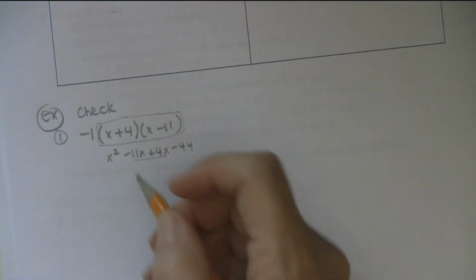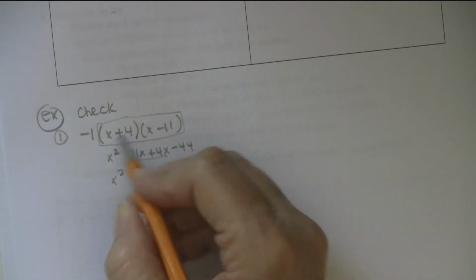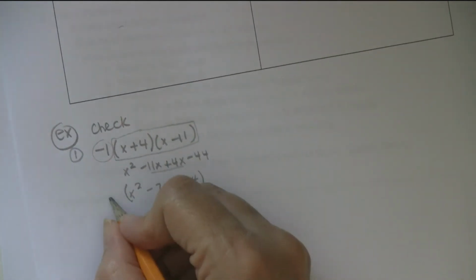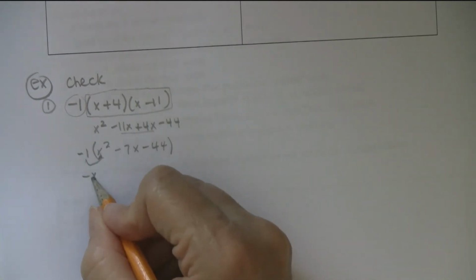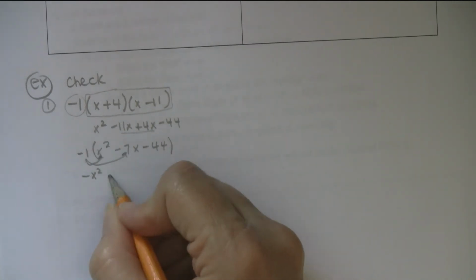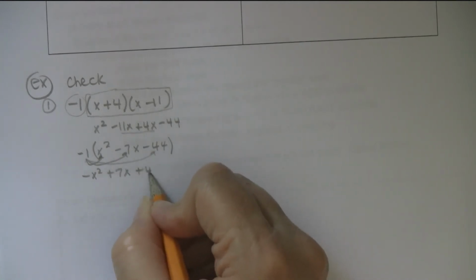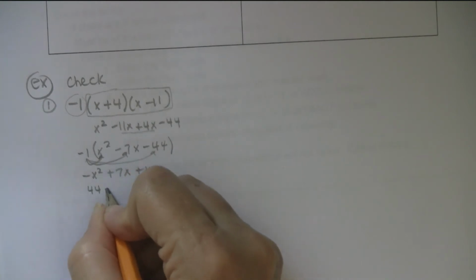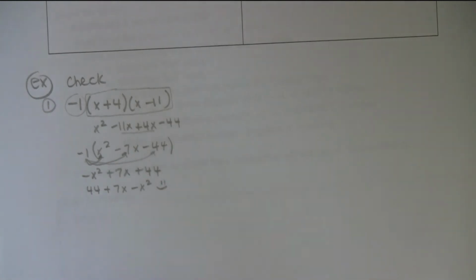So I do get negative 7 for that center. So I have x squared minus 7x minus 44. And don't forget I had the minus 1, so this is now times negative 1. So when I distribute here, I'm going to get negative x squared, and I'm going to get positive 7x, and I'm going to get positive 44. And I can see that, oh, that's what I started with, except it was 44 first, 7x second, and minus x squared. So it is definitely what I started with.